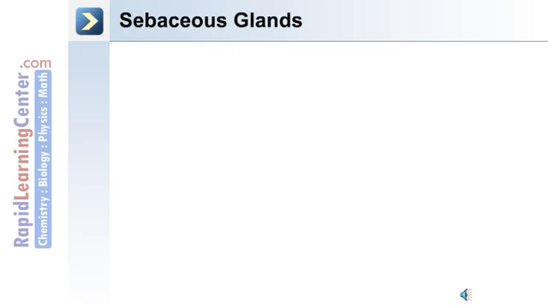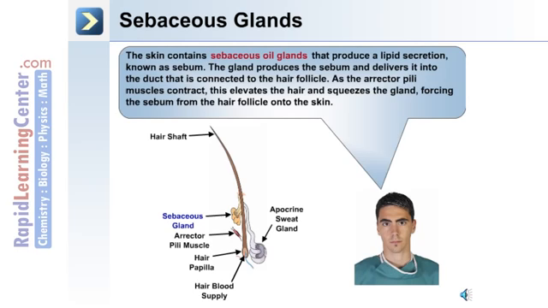The next derivative of the integument we'll discuss are sebaceous glands. The skin contains sebaceous oil glands, and they produce a lipid secretion called sebum. The gland produces sebum and delivers it into the duct that's connected to the hair follicle. As the erector pili muscle contracts, this elevates or raises the hair and squeezes the gland, forcing the sebum up onto the skin.